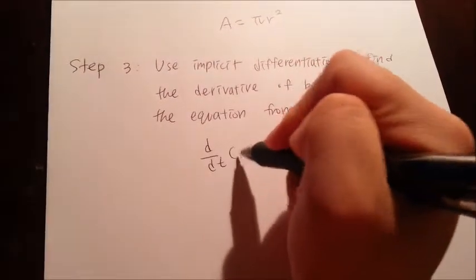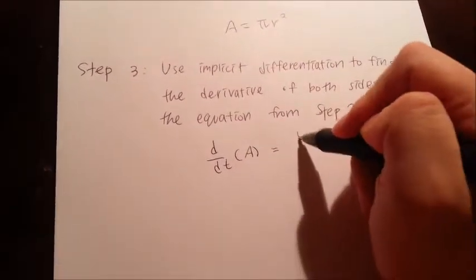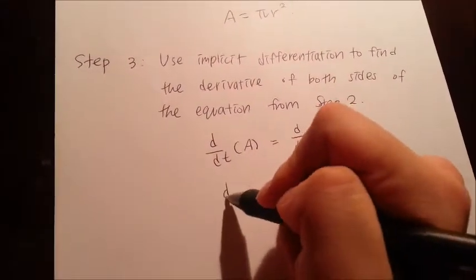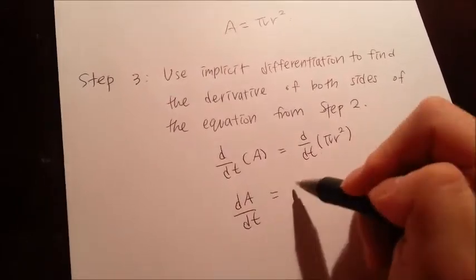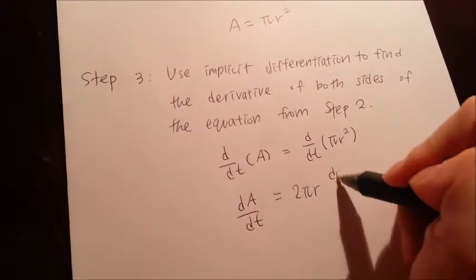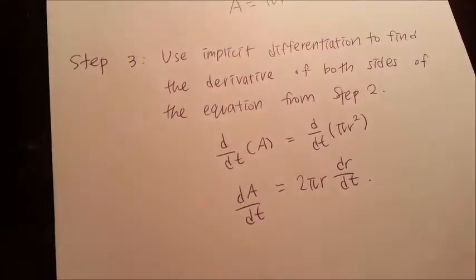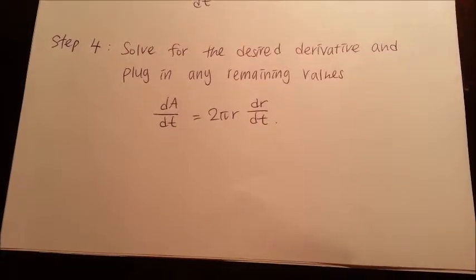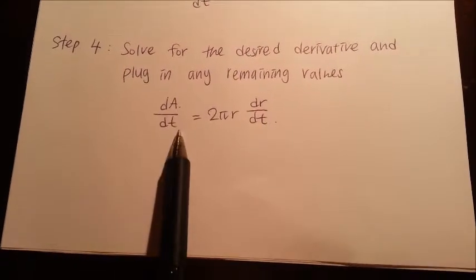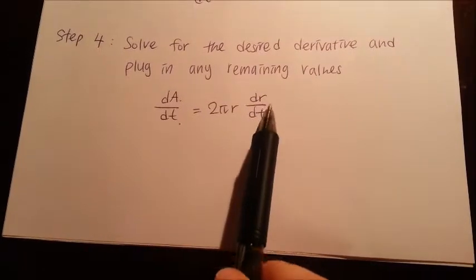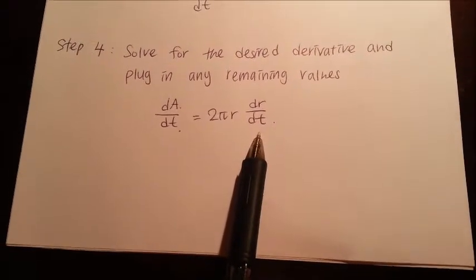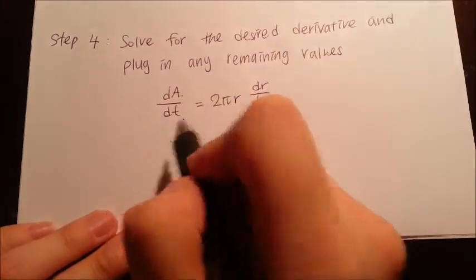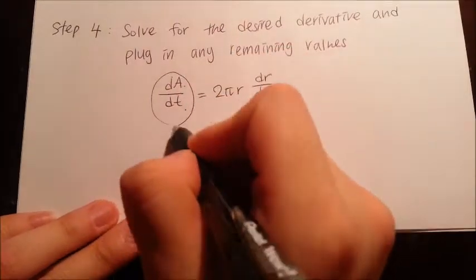d over dt of area equals d over dt of pi r squared. dA over dt equals 2 pi r dr over dt. Step 4. Solve for the desired derivative and plug in any remaining values. dA over dt equals 2 pi r dr over dt. In this case, there is nothing to solve for since dA over dt is already alone on the left-hand side.